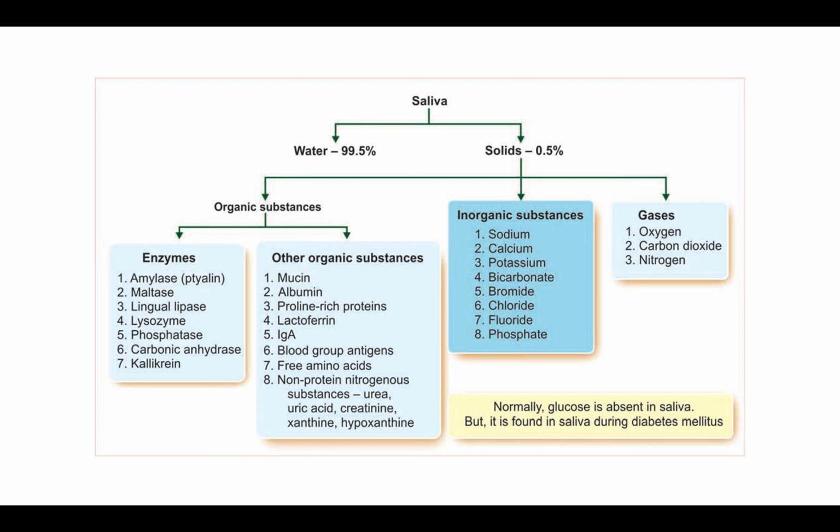This picture shows a summary of the components of the saliva. As you can notice, most of the saliva is water. 99% of the saliva is water. These kinds of enzymes are present within the saliva, within organic substances. Also, there are other proteins, immunoglobulins, non-protein compounds, all present in the saliva. The ionic components, and there are some gases within the saliva.